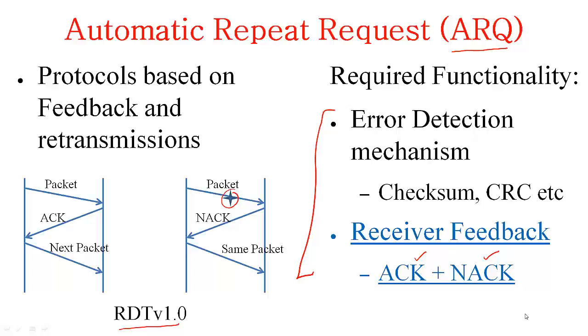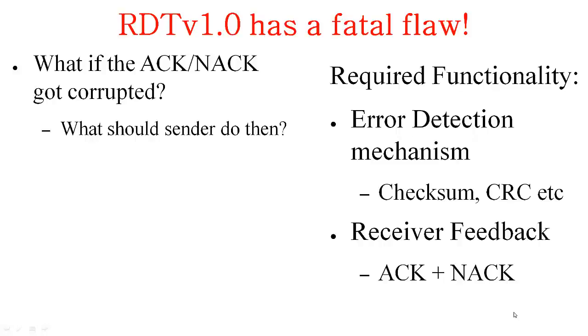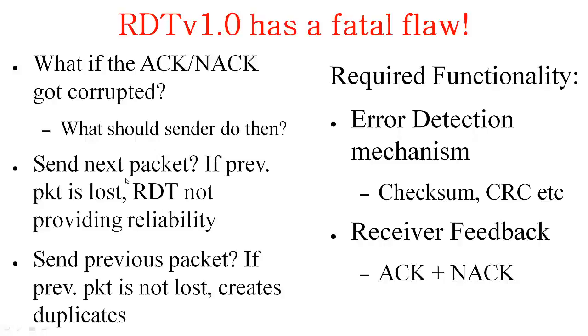So is this functionality adequate to provide reliability? What if the ACK or NAC got corrupted, in which case the sender has no idea about the feedback? It doesn't know whether the feedback is positive or negative. Now what should the sender do then? So if the designer is an optimist, he can just assume that the corrupted packet is an ACK and just send the next packet. But what if the previous packet was lost? Then your RDT protocol is not providing reliability.